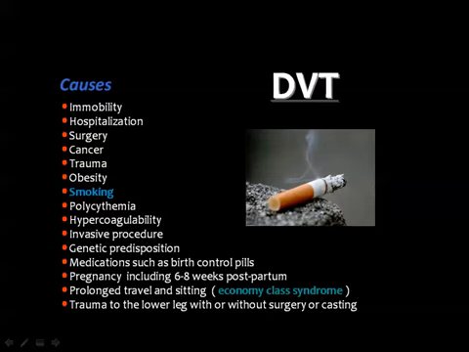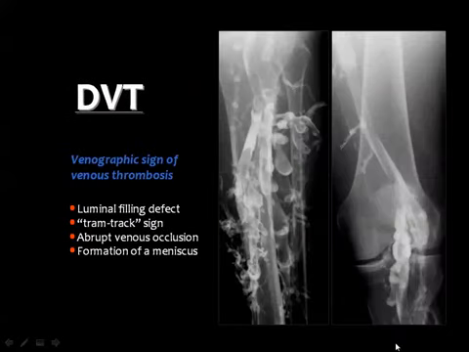And these are the risk factors for the venous thrombosis, and there are too many, and you should remember the immobilization, the hospitalization, surgery, trauma, hypercoagulable state, and the smoking, and the prolonged travel, which is known as the economy class syndrome. Then the appearance of deep vein thrombosis on venogram will be like this, and you see multiple filling defects within the affected veins, what looks like the tram track sign, or the thrombus may cause abrupt venous occlusion or partial venous occlusion leading to the formation of the meniscus sign.